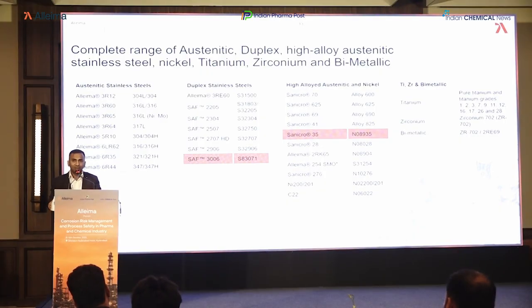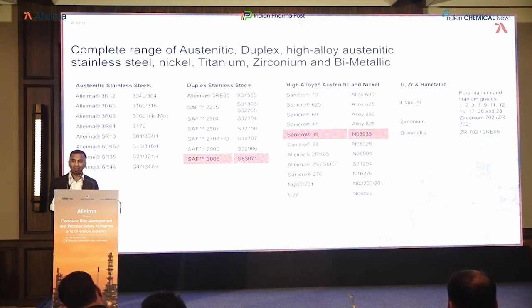So just about Alleima's portfolio. As Yadavendra in the morning presentation said, we have more than 850 patents. I've just listed some of the materials here, not all. Out of which we have austenitic stainless steels, lower grade austenitic stainless steels ranging from 304 to 347. And then comes the duplex family, and the grades mentioned here, we are the inventors of all these grades: 2205, 2304, 2507, 2707. And we have a new grade in the duplex family, that is 3006, which I'll be touching upon.